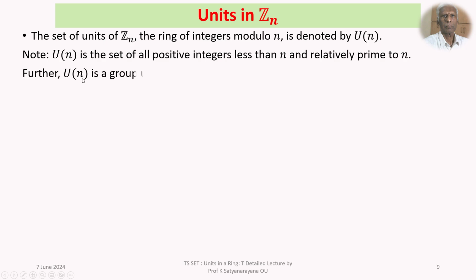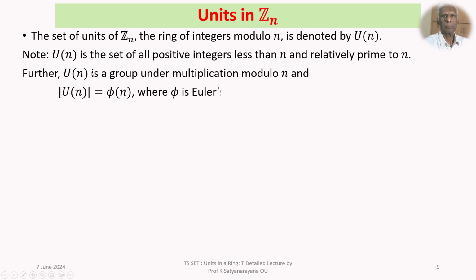Further, the set of all units forms a group, and here it forms a group under multiplication modulo n. And what will be the order? The order of U(n) is equal to the number of elements of Zn which are relatively prime to n. They are phi of n, where phi is the Euler's phi function.